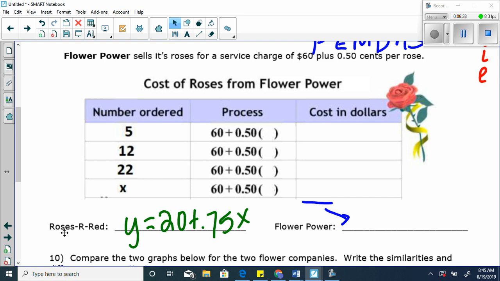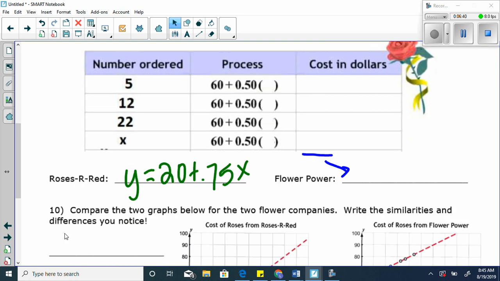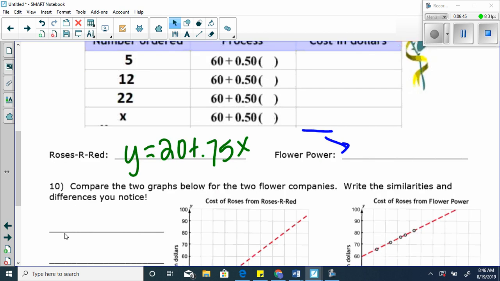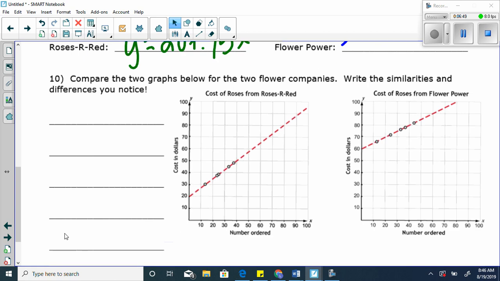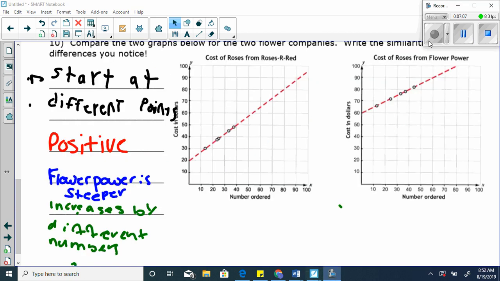Any questions? All right, so you're going to come back to that. We're going to keep doing some notes together, and then you guys will come back and finish whatever we don't do. That's how this class kind of works. Okay. Here it says, compare the two graphs below for the two flower companies. Write the similarities and differences you notice. So take a minute with your partner, start talking about some similarities and differences, and I'll have you come up here and write them.